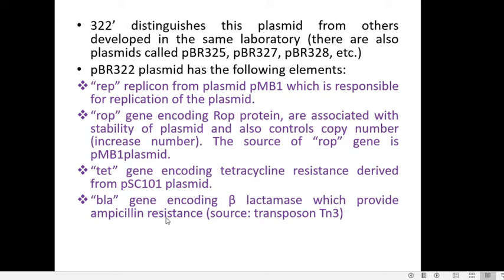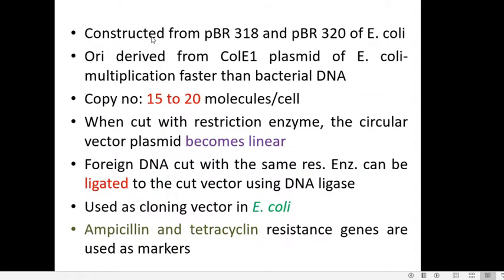The host cells which do not contain the tetracycline resistance gene or the ampicillin resistance gene cannot grow in media containing tetracycline or ampicillin. So if these two genes are present, then the cells will grow in tetracycline as well as ampicillin in spite of the fact that they are antibiotics. This pBR322, as I already mentioned, is an artificial vector which is constructed from pBR318 and pBR320 E. coli source cells.